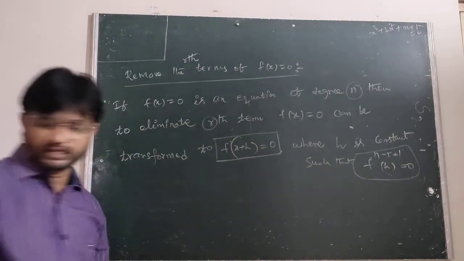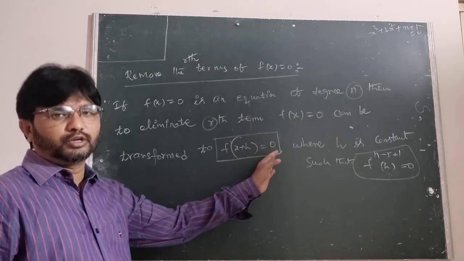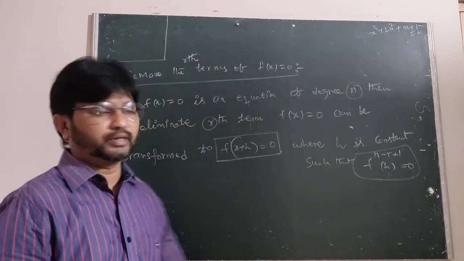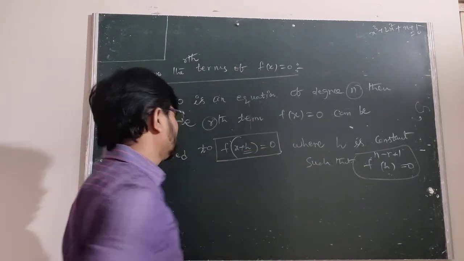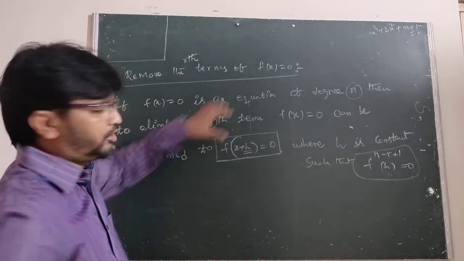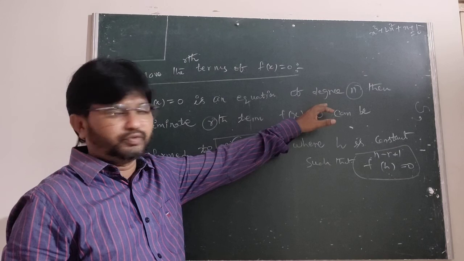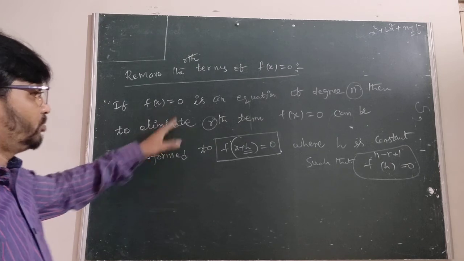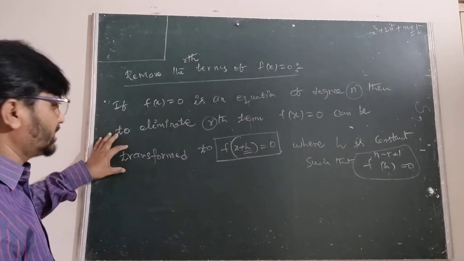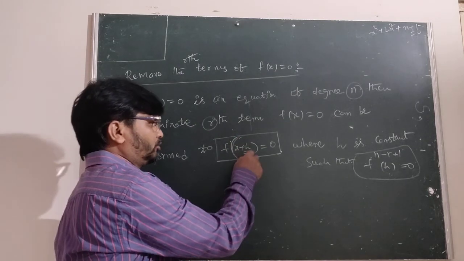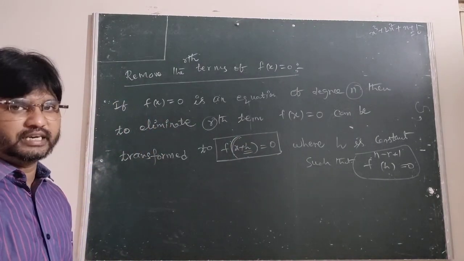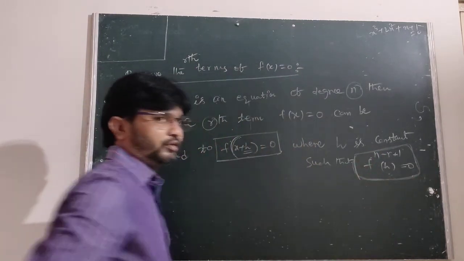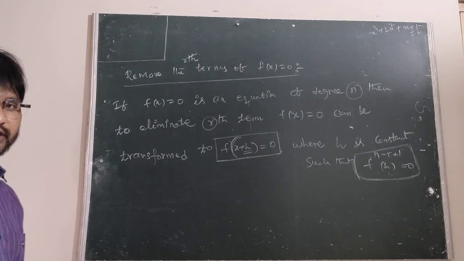We already discussed Taylor's theorem. For f of x plus h equal to 0, we are taking either the substitution method or Taylor's theorem or Horner's method. So first we find the h. That means f of x equal to 0 is an equation of degree n. Then eliminating the rth term of f of x equal to 0 can be transformed into f of x plus h equal to 0, where h is the constant such that f of n minus r plus 1 equal to 0.